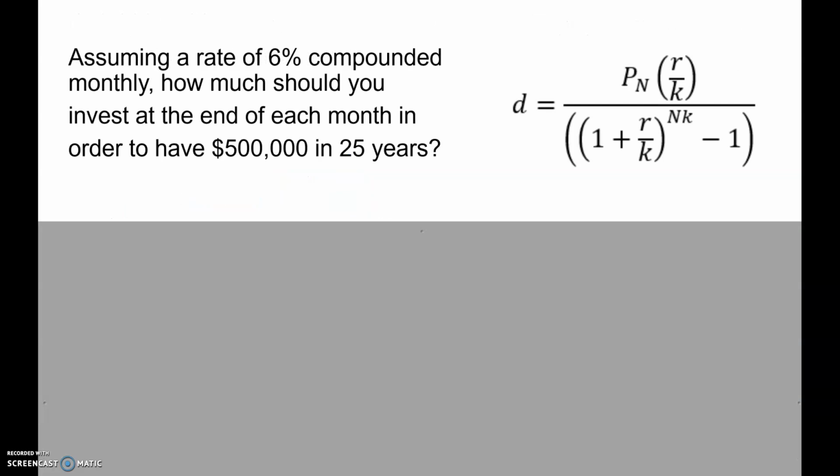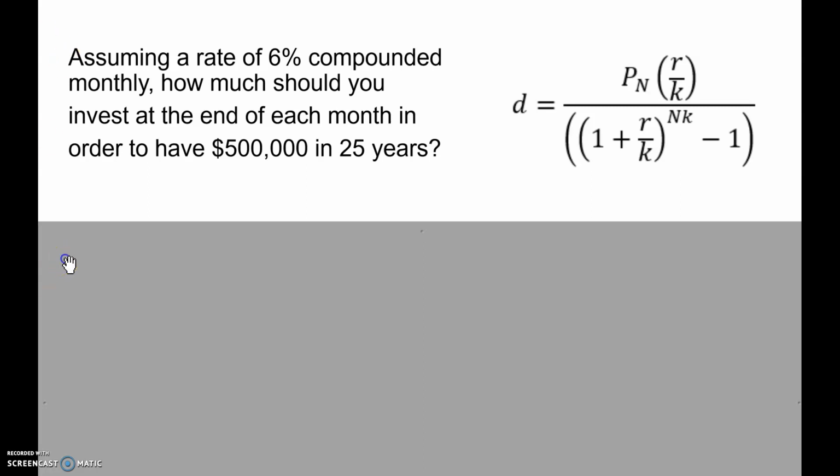Here's one for you to try. Go ahead, hit pause, and see if you can use the formula to answer this question. Assuming a rate of 6% compounded monthly, how much should you invest at the end of each month in order to have $500,000 in 25 years? All right, let's see how you did.